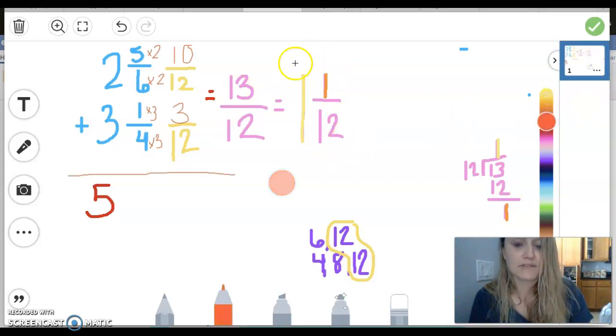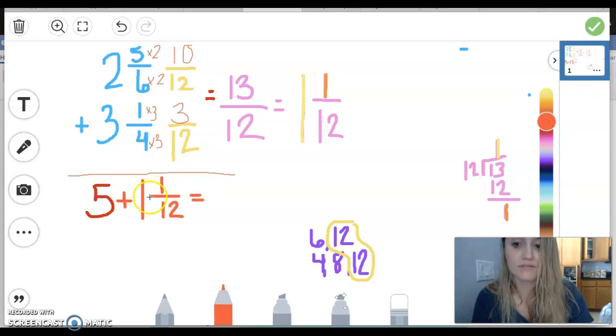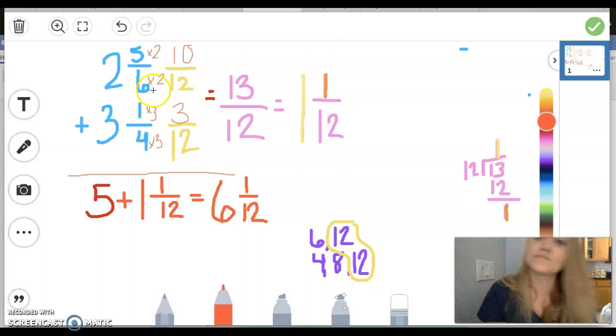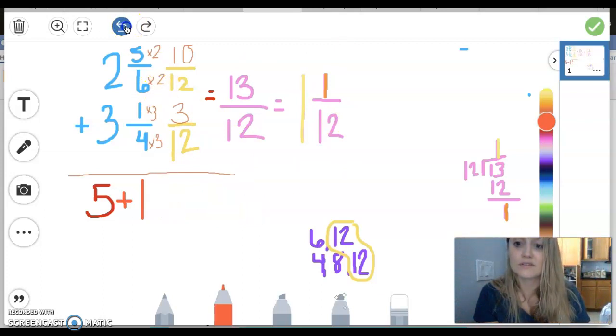So now what we're going to have to do is take this number here and add it to this one to get our total. So it'd be 5 plus 1 and 1/12. 5 plus 1 would be 6, and then you have your 1/12 there. So that would be your answer for that one. You can also, if this is easier, line it up one on top of the other, and all you're doing is adding it together.